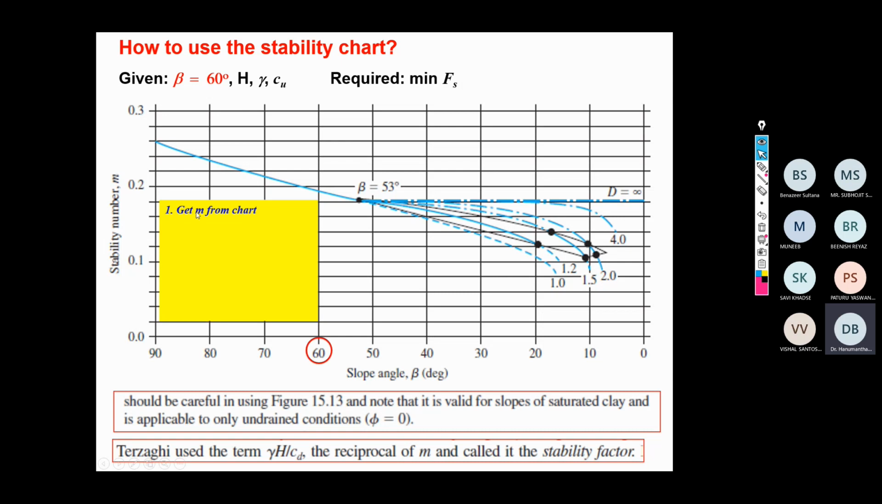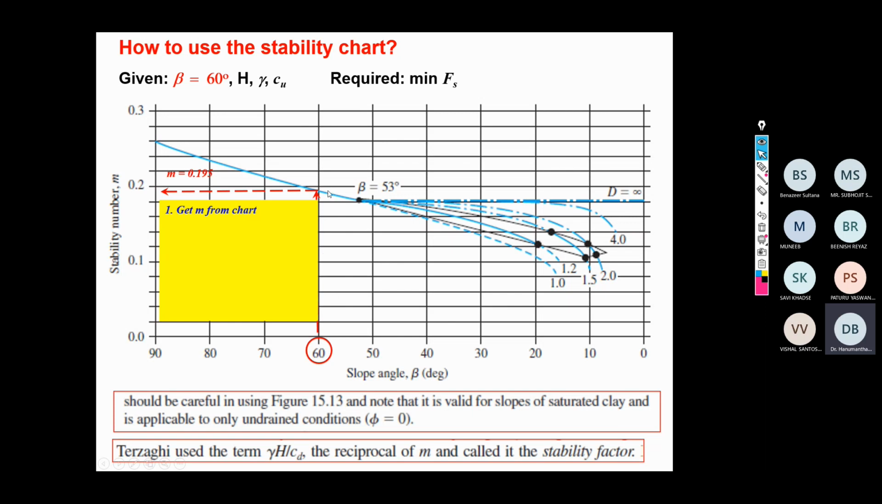First of all, these are the steps that have been given. Say beta is equal to 60. Corresponding to 60, draw a vertical line. This vertical line meets these predefined trend lines. Say for example, at beta equal to 60, it is meeting here. From this intersection, you draw another horizontal line onto the ordinate, which would yield the stability number m value. So here, for beta equal to 60, m is 0.195.